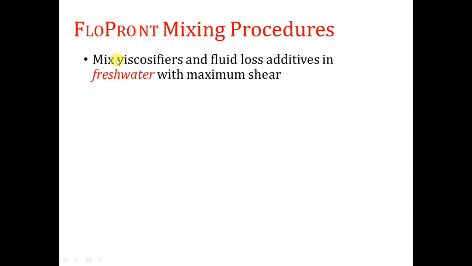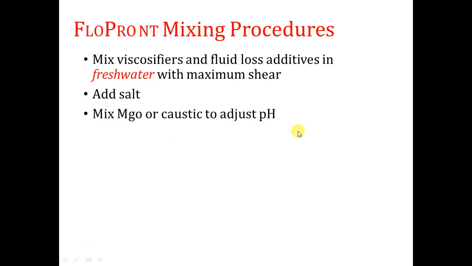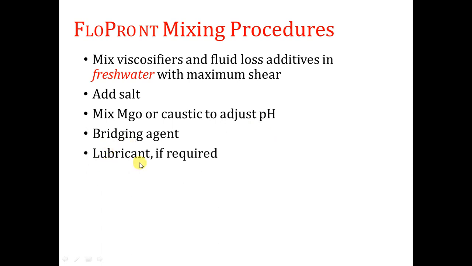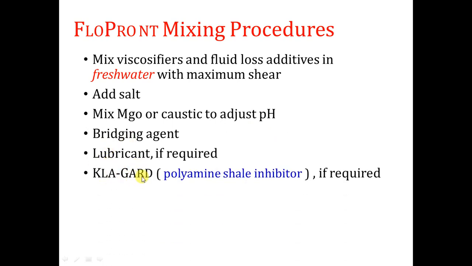Okay, so what is the mixing? Mix the viscosifier and fluid loss reducer in fresh water with the maximum shear to get their maximum properties. Then add the salt, then mix the caustic soda and soda ash, add the bridging agent, add lubricant if required, and add the Calaguard or polyamine shale inhibitor if required, and finally run a check, okay, and adjust if necessary.